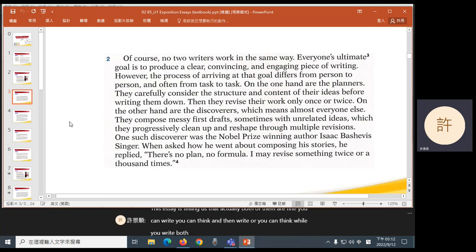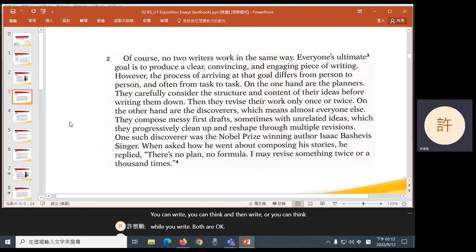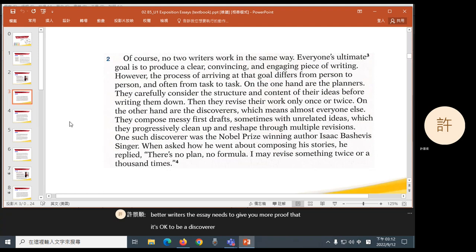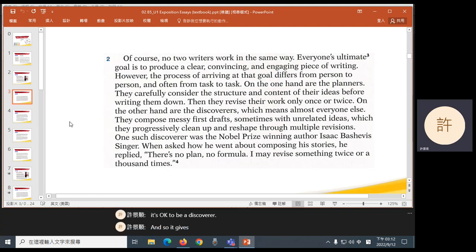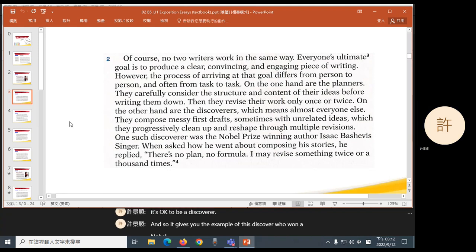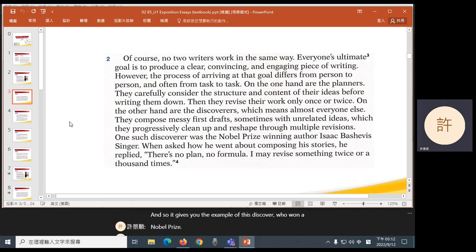Both are okay. But because most of us think that planners are usually the better writers, the essay needs to give you more proof that it's okay to be a discoverer. And so it gives you the example of this discoverer who won a Nobel Prize to show you, even if you're a messy discoverer kind of writer, you can still be a successful and good writer.